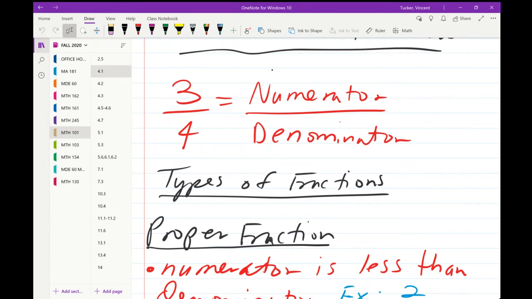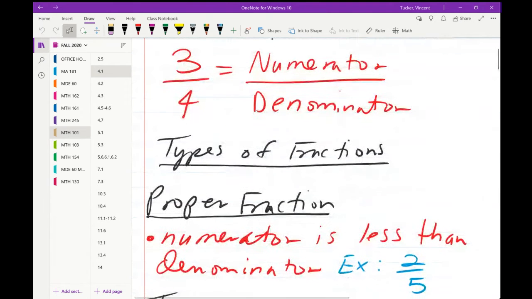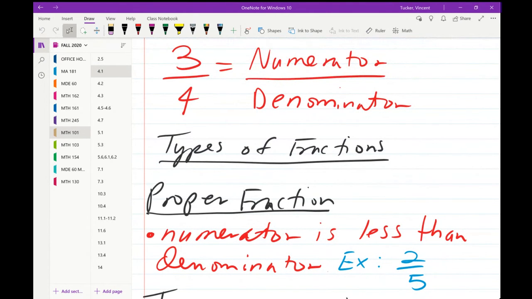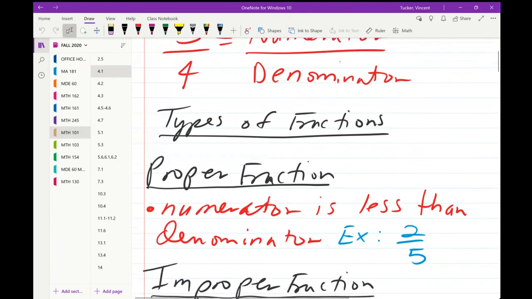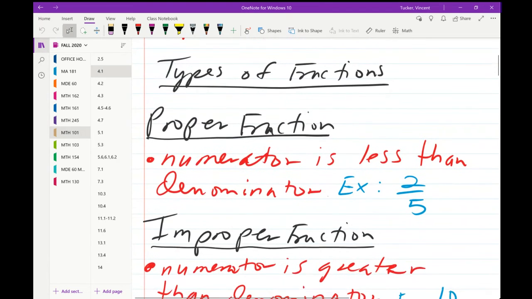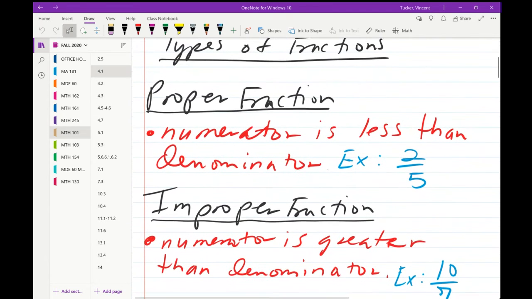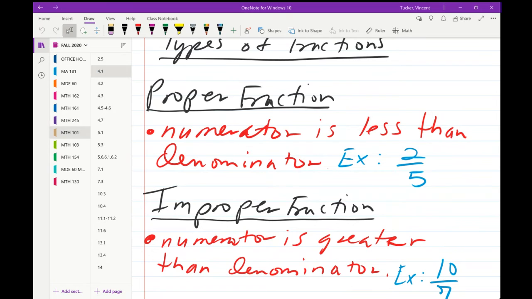There are three types of fractions. Proper fraction is when your numerator is less than your denominator. So 2/5 is an example of that. Improper fraction is when your numerator is greater than the denominator. 10/7.